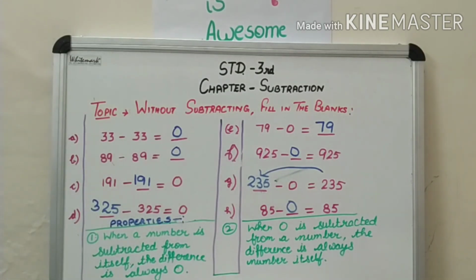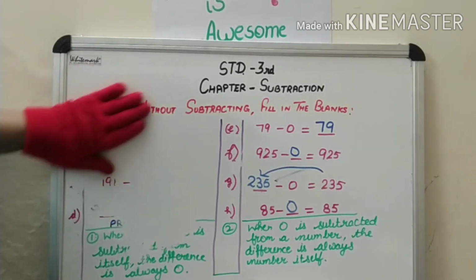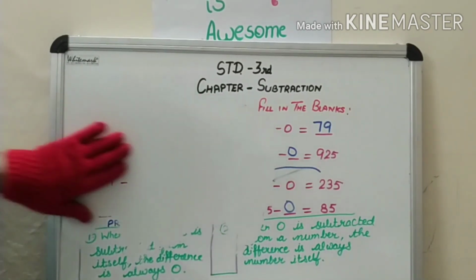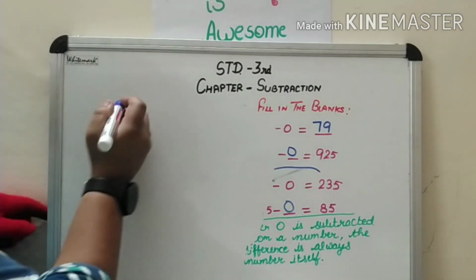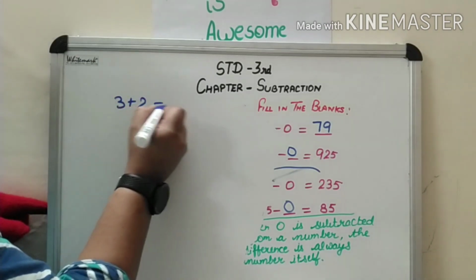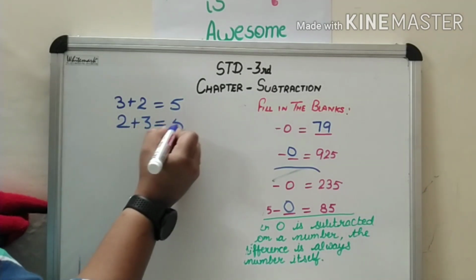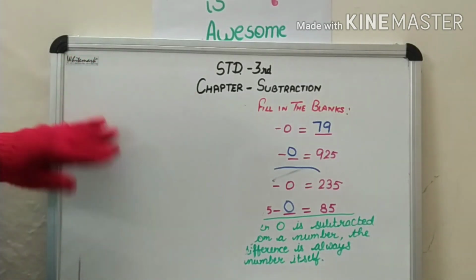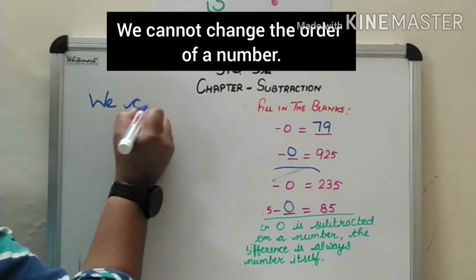Yes, children, with this I want to tell you one more important thing that you have to keep in mind in subtraction. In addition, we have told you that whether we change the place, there will be no change in the answer. For example, if the question is 3 plus 2, the answer is 5. If we change the place to 2 plus 3, the answer will remain 5 only. But children, in subtraction, this is the main property of subtraction, that we cannot change the order of numbers.